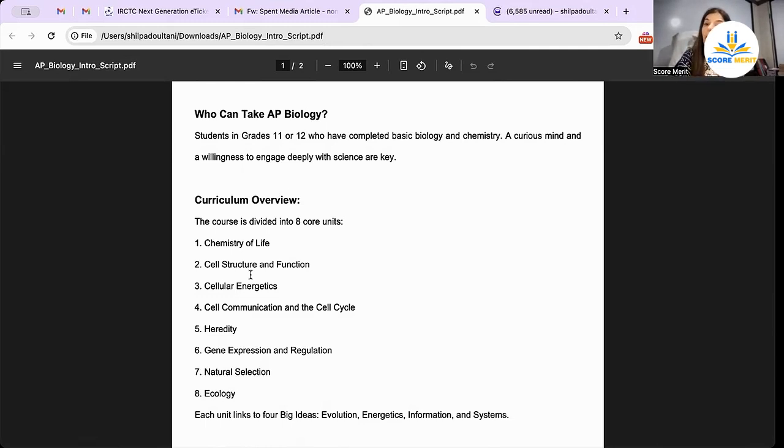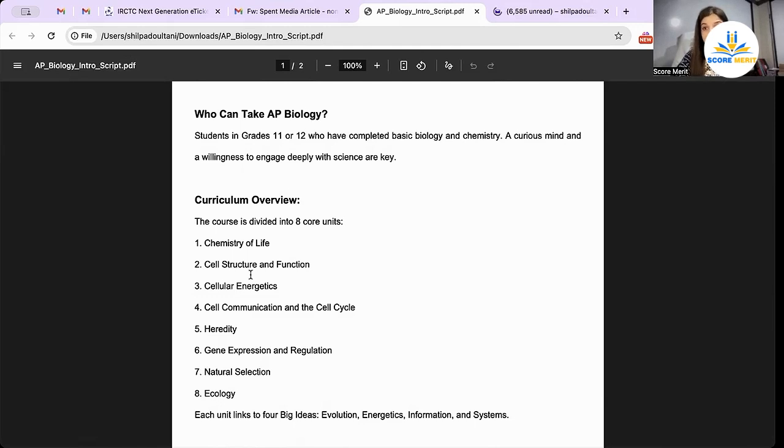Then we'll be talking about how cells function and what the structures of the cells are. Cellular energetics includes our different metabolic pathways like respiration, glycolysis, gluconeogenesis, so how energy metabolism is handled in our body. Then cell communication and cell cycle: how each cell replicates and how cells communicate with each other.